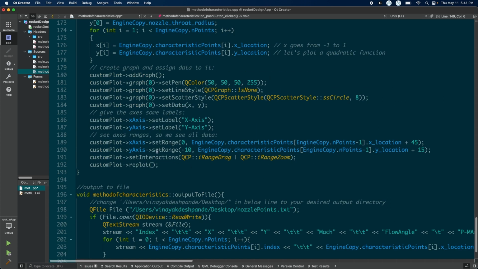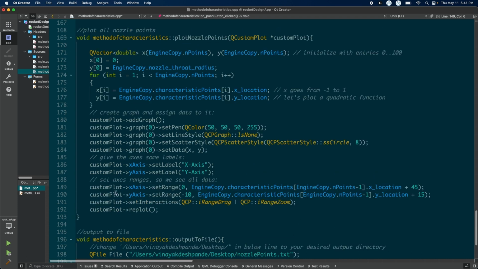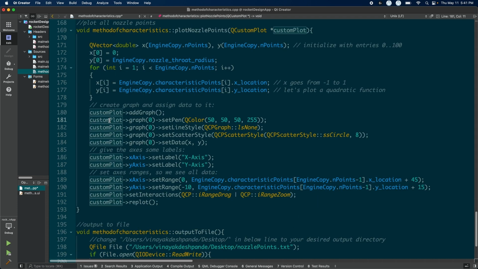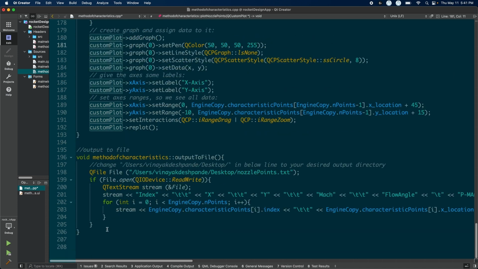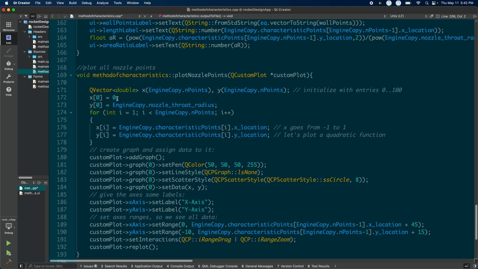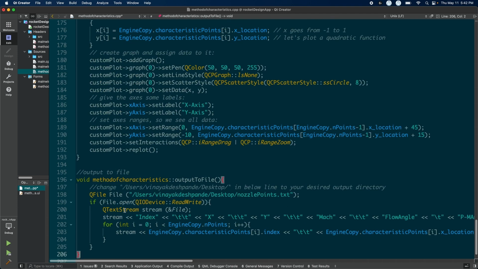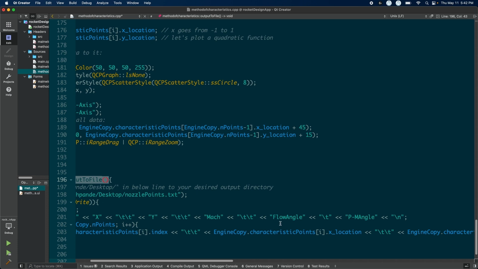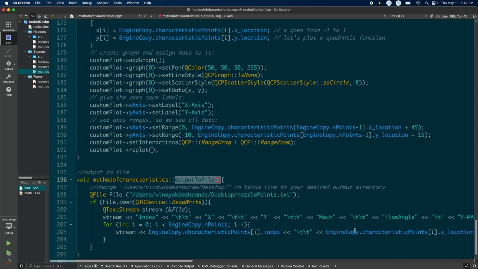Just before that, the methods here are just to plot the values. I'm using QCustomPlot syntax. I don't stress too much about this because you don't have to understand it fully. As long as you just look through this method, you'll get it. The last thing I do is output to a file. I just output all the points, XY location, the Mach number, the flow angle, the Prandtl-Meyer angle. So let's begin and let's see a demo of this app.